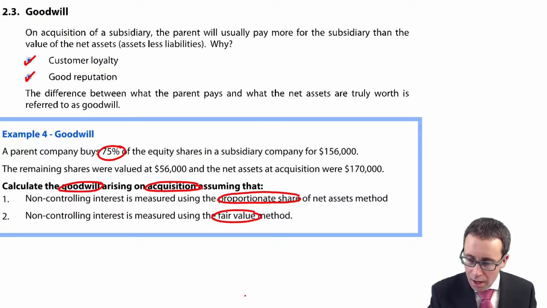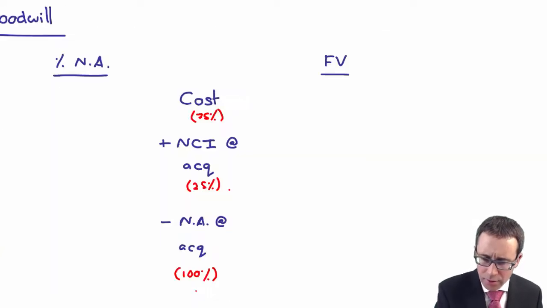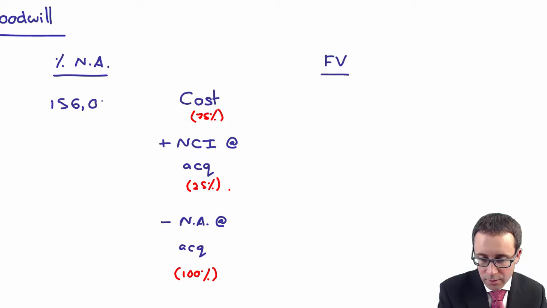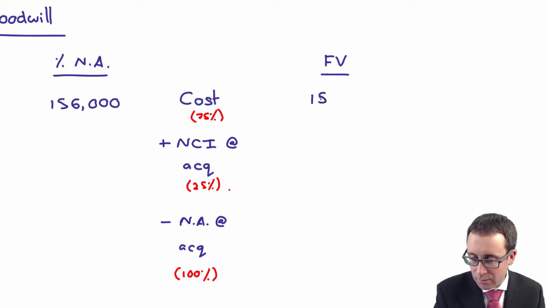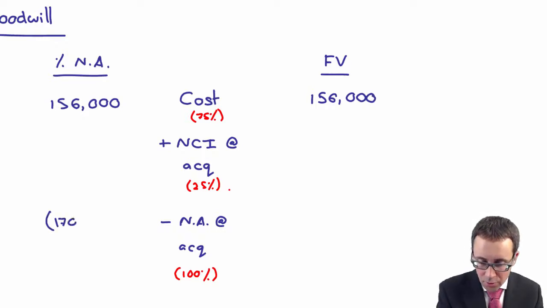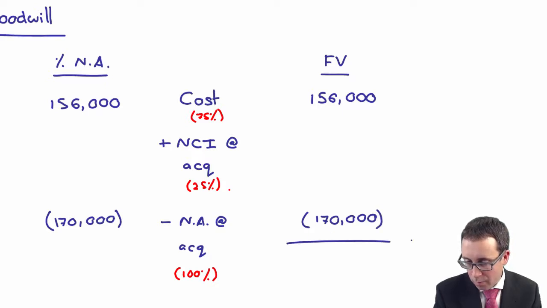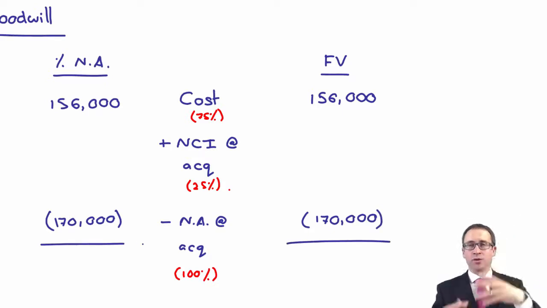Taking some of the numbers, we're told that we paid 156,000. We're told that the net assets were 170,000. So under both scenarios, the cost that we have is 156,000, and the net assets under both situations are 170,000. There we go. So it doesn't matter how you value the NCI, those figures are the same: what we paid and what the net assets are worth.